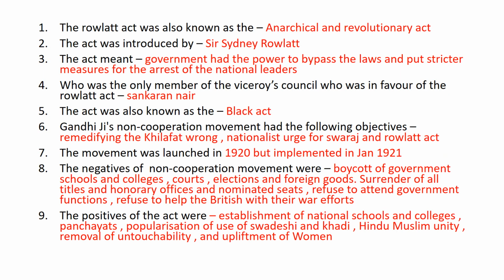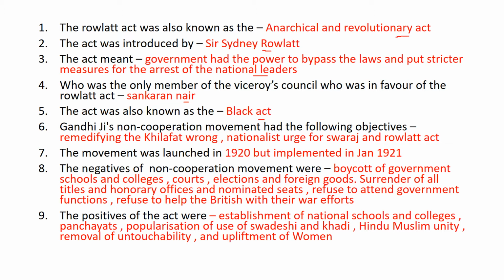The Rowlatt Act was also known as the Anarchical and Revolutionary Act. The act was introduced by Sir Sidney Rowlatt. The act meant government had the power to bypass the laws and put stricter measures on the arrest of national leaders. Who was the only member of the Viceroy's Council who was in favor of the Rowlatt Act, and he was an Indian? He was Sankaran Nair. The act was also known as the Black Act.